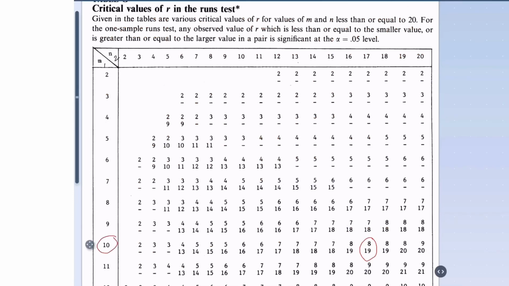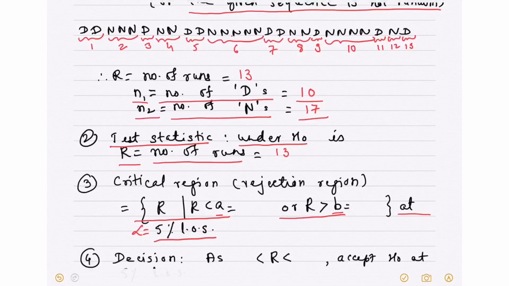N1 is 10, N2 is 17. For these two numbers, the intersection gives us the values of A and B. A is 8 and B is 19. Let us write these values in the critical region now. Therefore, critical region equals the set of all R such that R is less than 8 or R is greater than 19 at 5% level of significance.